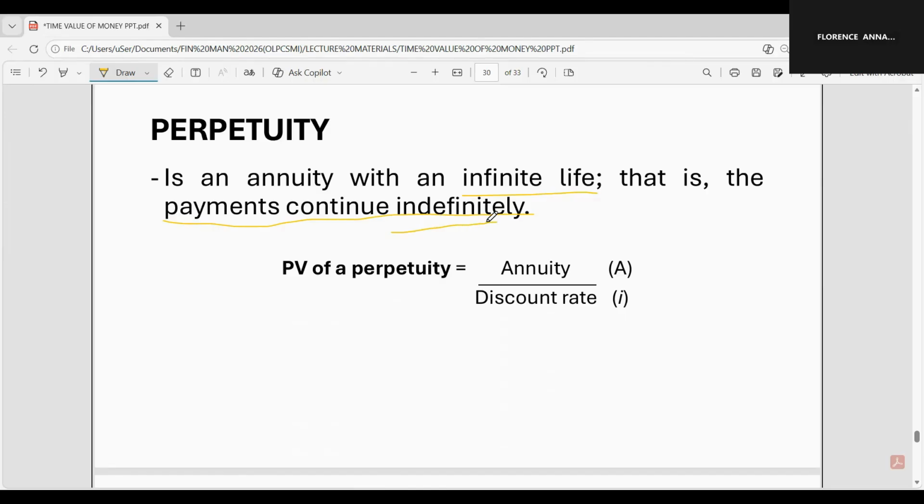So how do we compute the present value of a perpetuity? That's just your annuity divided by your discount rate, where annuity is A and discount rate is I.